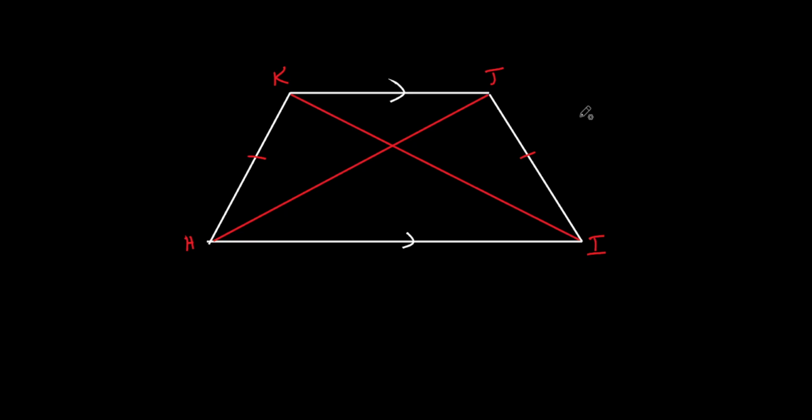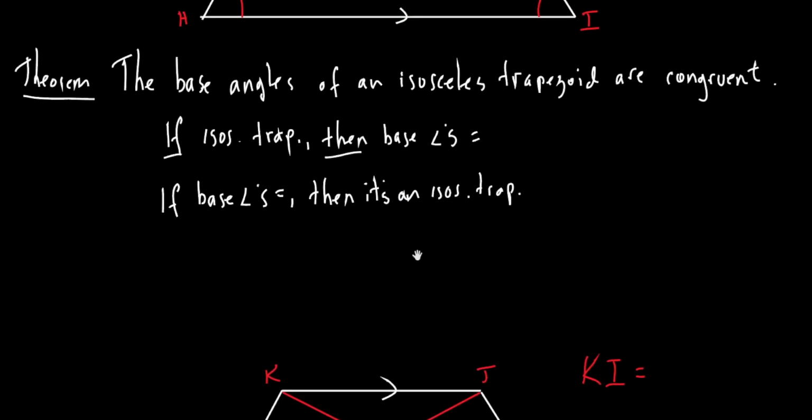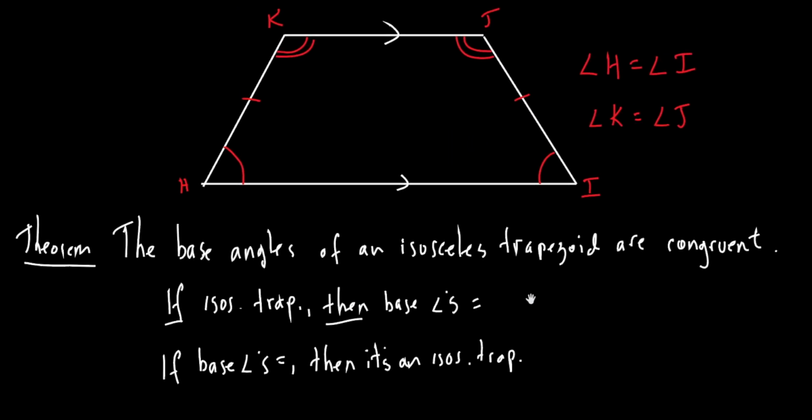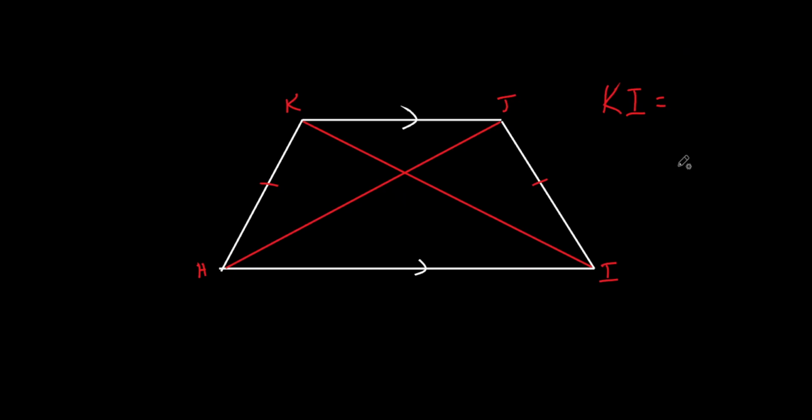So just like on that last one, let's write down some stuff. So what did I say? KI equals, this is I. Yeah, see, I had a K and an I. It's the same thing. So KI is equal to what? JH. Everybody got that? All right.